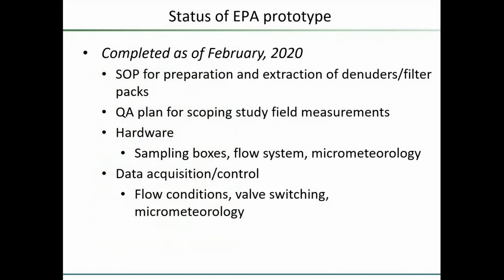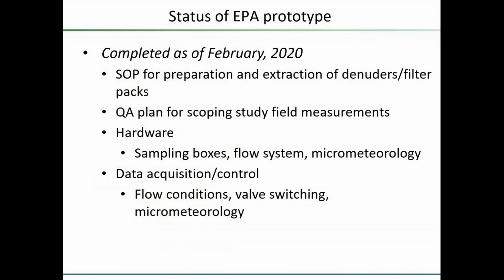So that's a description of the measurement system that we've put together at EPA that, again, is based fundamentally on the systems that were developed previously in Europe. And so here's where we are in this work, completed as of this month. Initial work went into developing the SOPs for extracting the denuders and filter packs. We had to develop a quality assurance plan for the scoping study that was conducted in Idaho last fall, and that is ongoing right now.